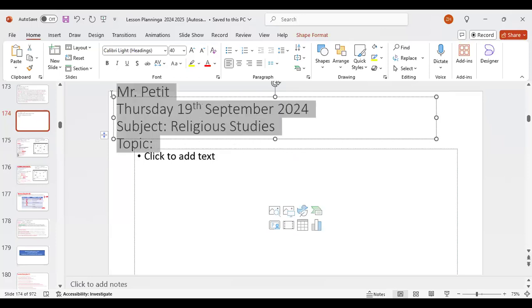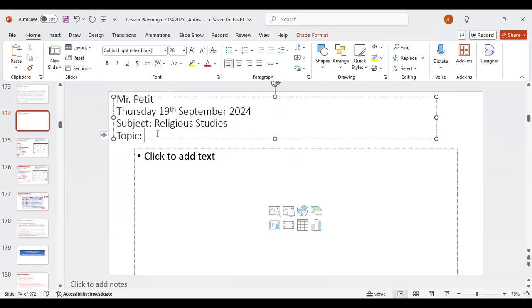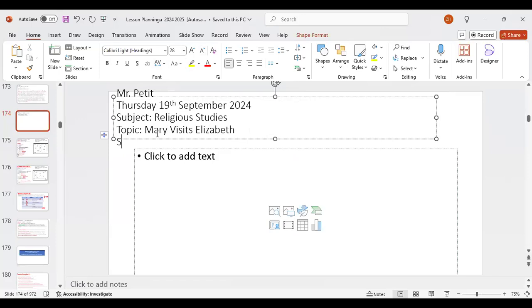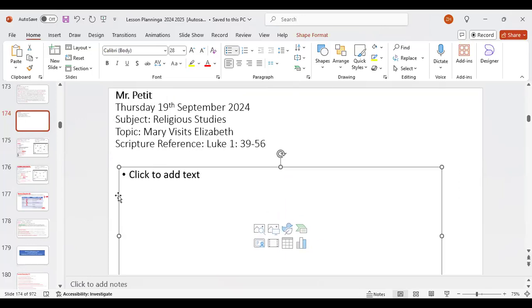All right. So the topic for the day is Mary visits Elizabeth. And the scripture reference is taken from Luke chapter 1, verses 39 to 56.